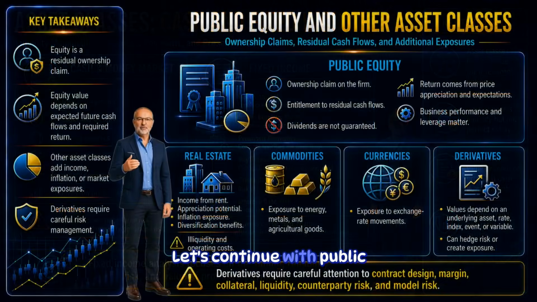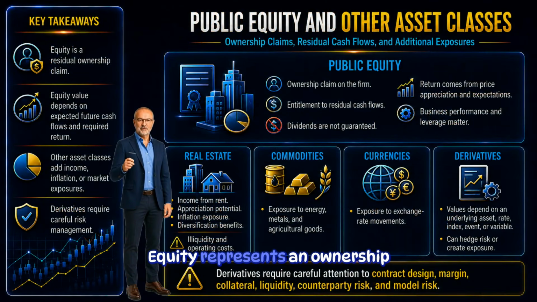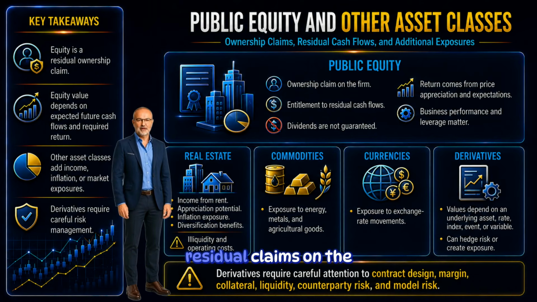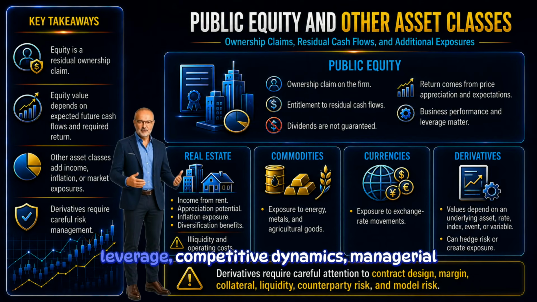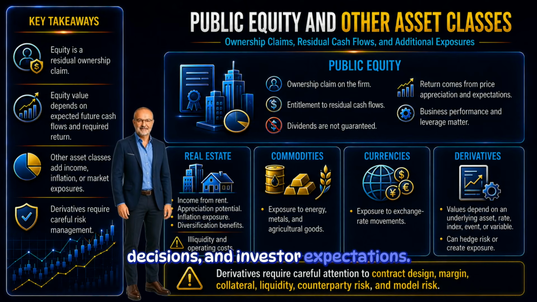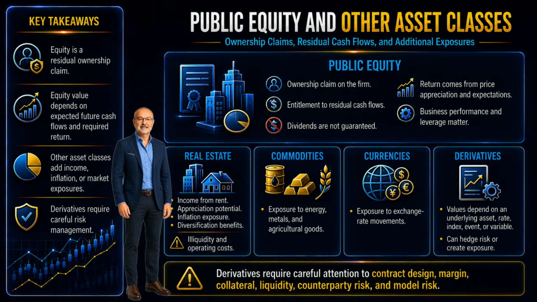Let's continue with public equity. Equity represents an ownership claim. Common shareholders usually have residual claims on the firm's cash flows after contractual obligations have been satisfied. That word residual is important. Equity investors are exposed to business performance, financial leverage, competitive dynamics, managerial decisions, and investor expectations. Unlike most debt contracts, common stock generally does not promise fixed payments. Dividends may be changed, suspended, or omitted.